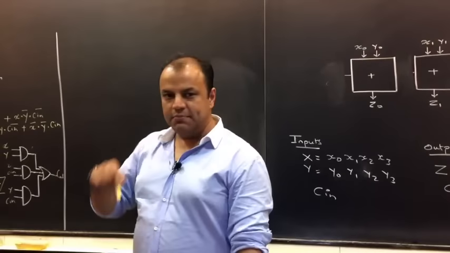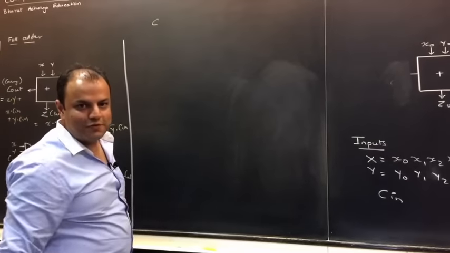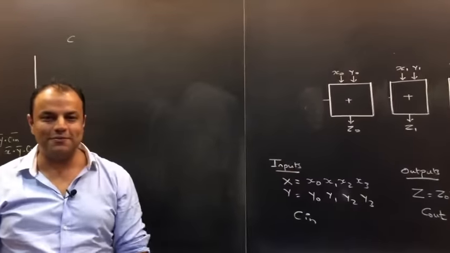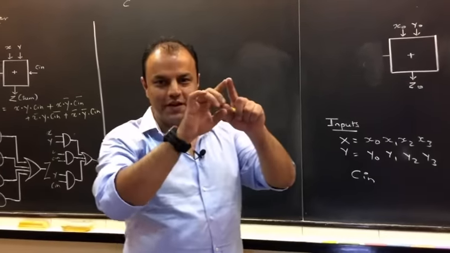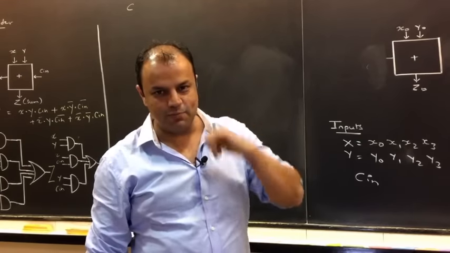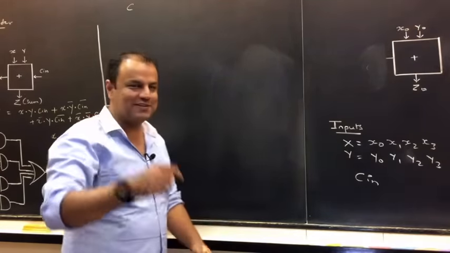Let's see. Tell me the formula of carry. In a full adder, what was the formula of carry? When you add two 1-bit numbers, what's the formula of carry? You have 3 inputs, X, Y and the input carry. So when will you get a carry? Either X and Y both are 1, or X and C in is 1, or Y and C in is 1. Tell me, do you understand this?